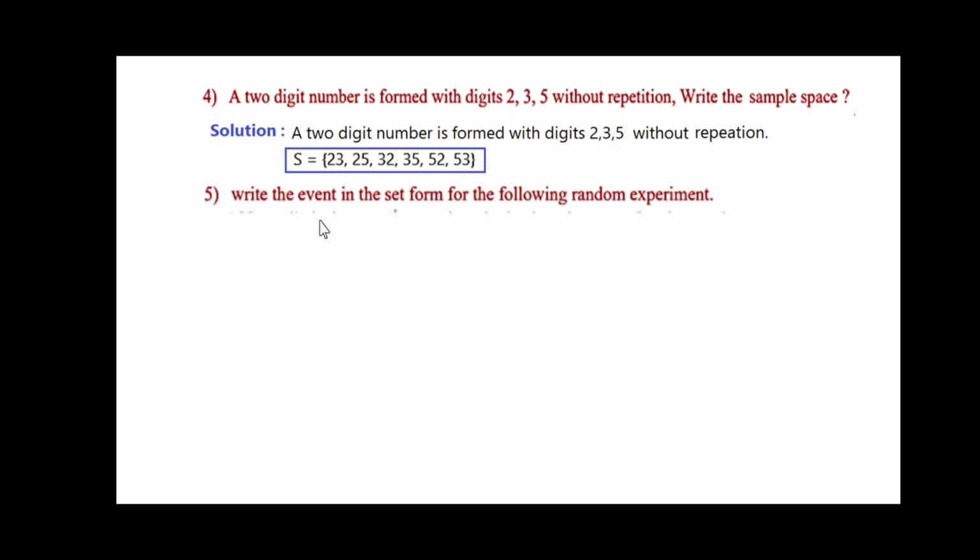We'll see this one problem. Write an event in set form for the following random experiment: one die is thrown, the number obtained on the upper face is even.